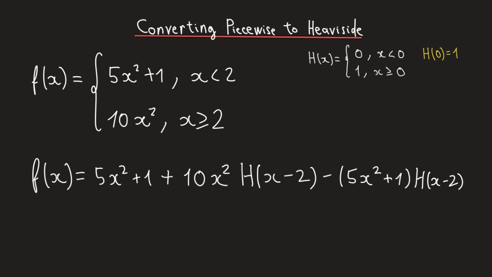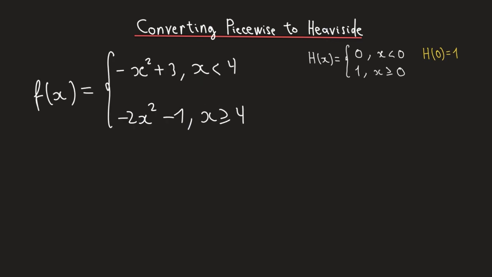And so to quickly convert a piecewise into a Heaviside, what you first need to do, in this case, for example, where we have f of x, is write down the first part of the function, so for example, 5x squared plus 1. And then you write down the second part of the function multiplied by the Heaviside function. The argument of our Heaviside will be x minus the discontinuity. Okay, and then you have to subtract the first part of the function multiplied by the Heaviside at the discontinuity.